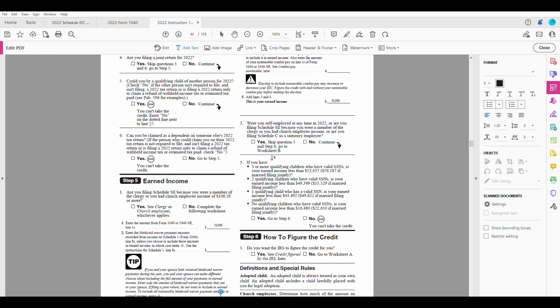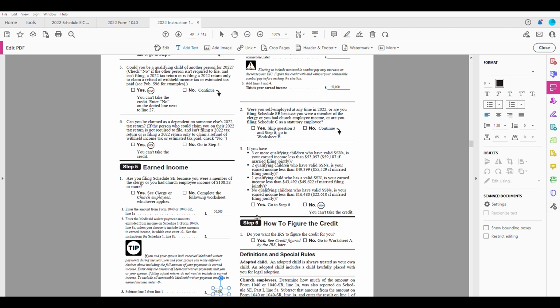In our example, we have 2 qualifying children who have valid social security numbers and earned income less than, since we were married filing jointly, we do, yes, we do have earned income less than $55,529. So we select yes here. And the next step is to go to step 6, and this is where we will figure out what our earned income tax credit is for these taxpayers.